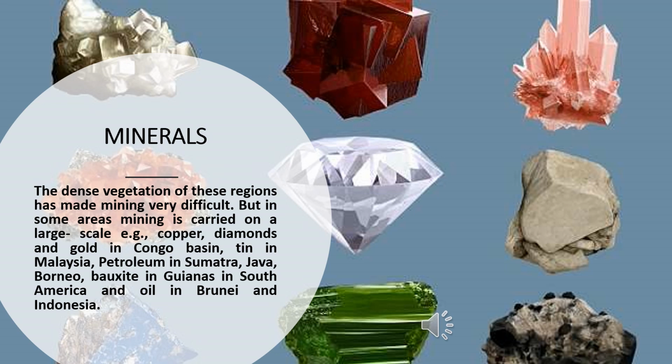So these are the minerals extracted from different equatorial regions. Once again we can see copper, diamond and gold from the Congo Basin, tin from Malaysia, petroleum from Sumatra, Java, Borneo, bauxite from Guianas in South America and oil in Brunei and Indonesia.